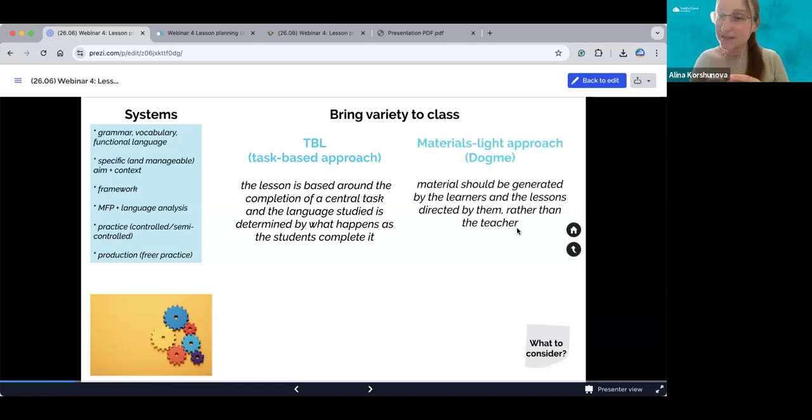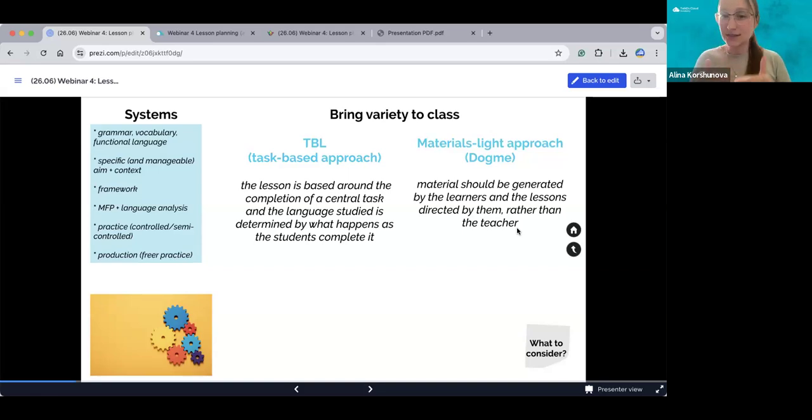Or if you feel confident enough, maybe you could try and use some elements of Dogme, of the materials-light approach. Then you give your students a chance to decide what they want to do in class, what they want to discuss in class. I don't say that you should always do that, but at least from time to time, yes? So you can devote 20 minutes and let your students decide what they want to discuss. And when they discuss the topic they are interested in, you can give them the language that they need or the language that they struggle with, yes?